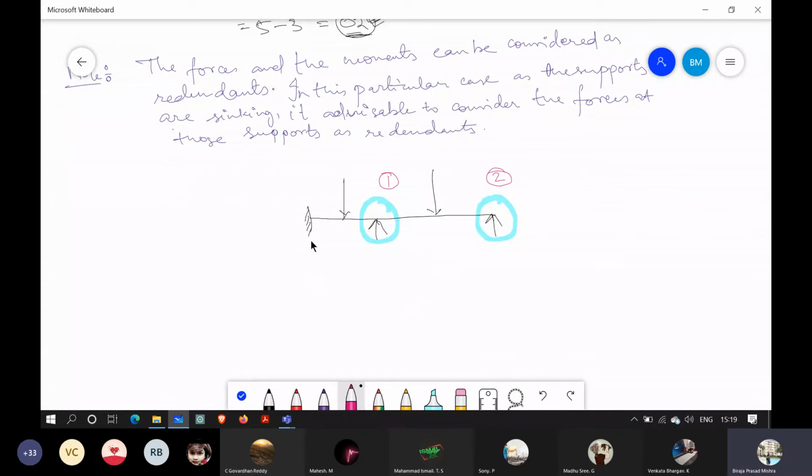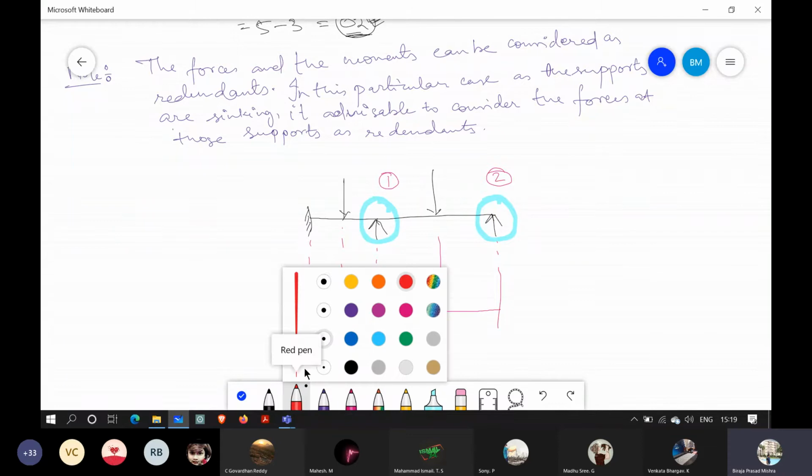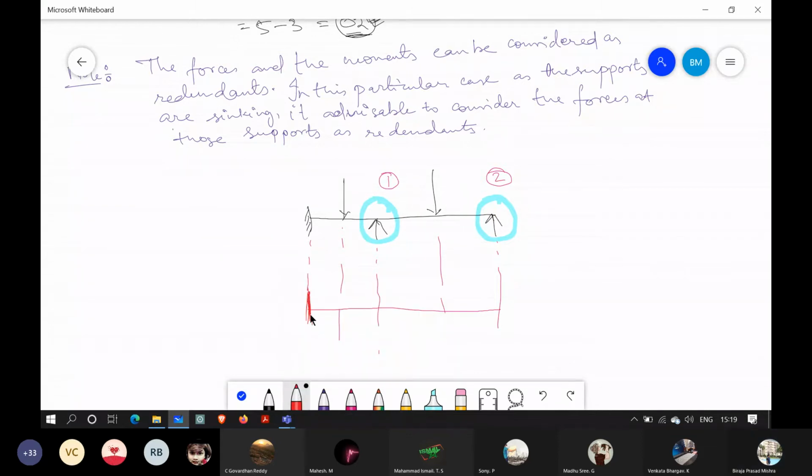Okay, so if that is the case, then how will the released structure be? So everything will come down here. Let me increase the thickness. So here it is, the fixed one. What I have done, I have removed this reaction. So this is A, this is B, this is C, this is D, this is E.